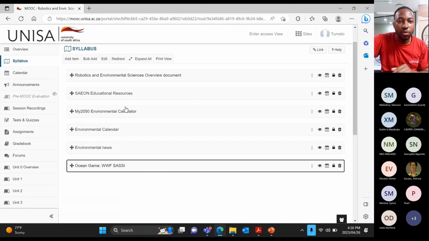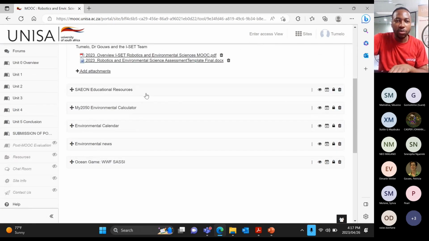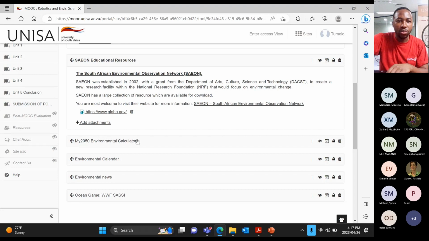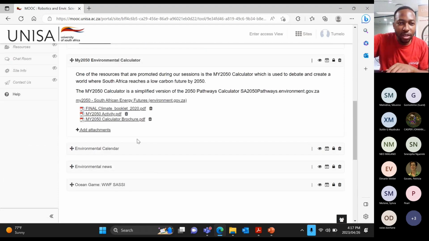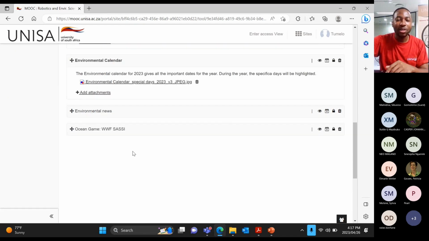So here on the syllabus tab, we've got the overview document, as well as the template for your assessment. And then we've got the SEO and educational resources, and there's a document that we use there as well. And then we have the environmental calculator, the simulation app, the one that I spoke about. One of our guests today is going to touch more on the environmental calculator. I know that some of you missed that session yesterday, but don't worry, we're going to touch on this one today as well. And then the environmental calendar, I'm glad that Spusiso touched on this, highlighting World Health Day. So it's part of the environmental calendar.